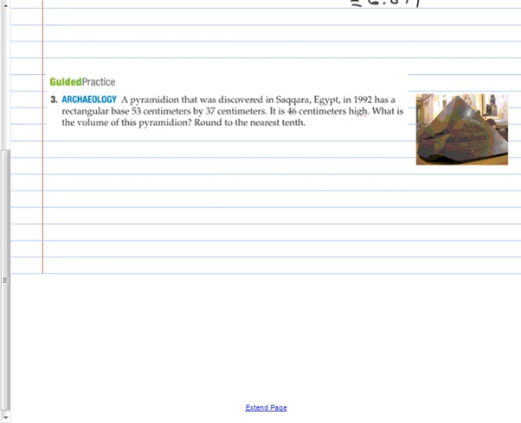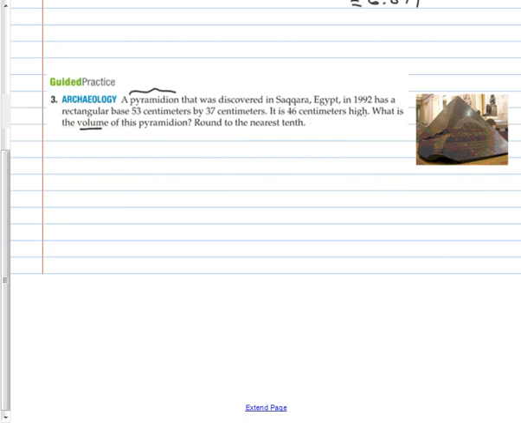So what's down here? A pyramidion that was discovered in Saqqara, Egypt in 1992 has a rectangular base. A little hard to see the picture here. You can see it in your book. 53 by 37. It's 46 centimeters high. So what is the volume of this pyramidion? Round to the nearest 10th.